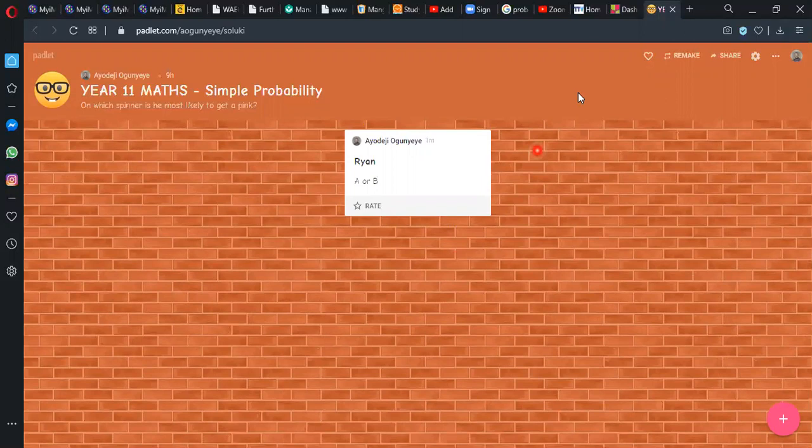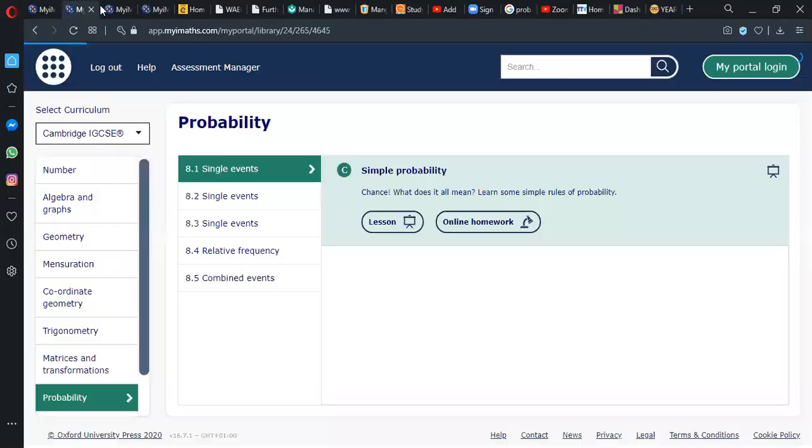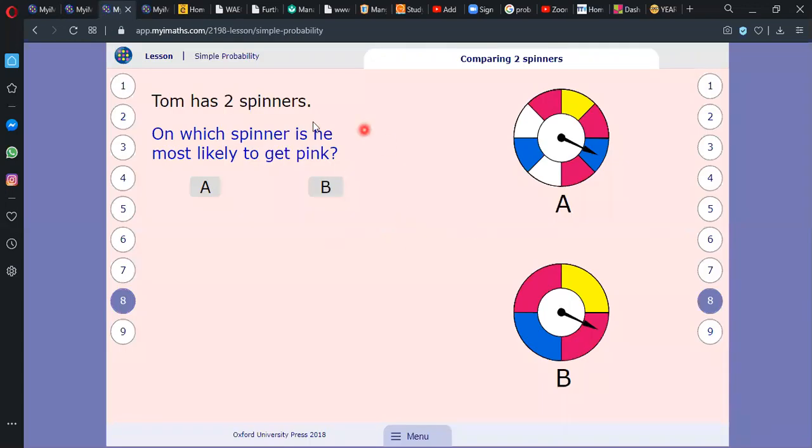So I need your responses, guys, this way. Let's go back to the class. I need your responses this way to this particular question. The question is, on which spinner is he most likely to get a pink? All right, send in your results, guys, quickly. I am waiting. Send in your results.